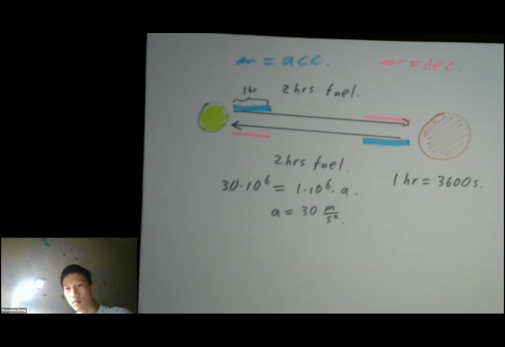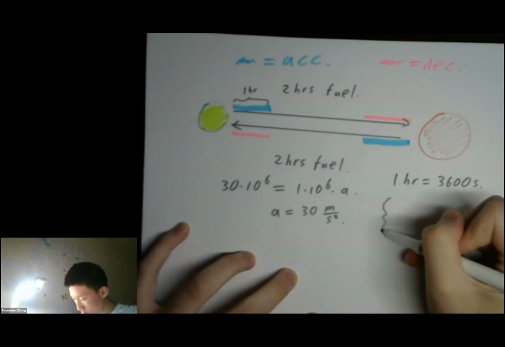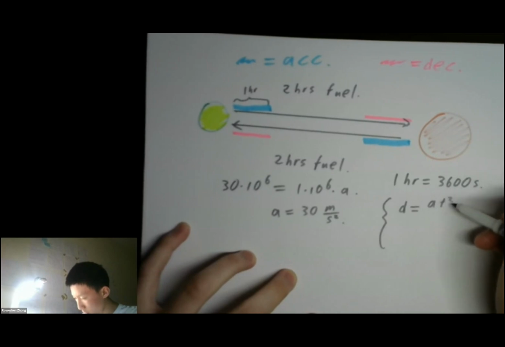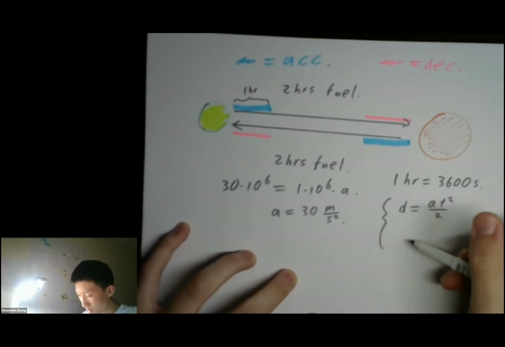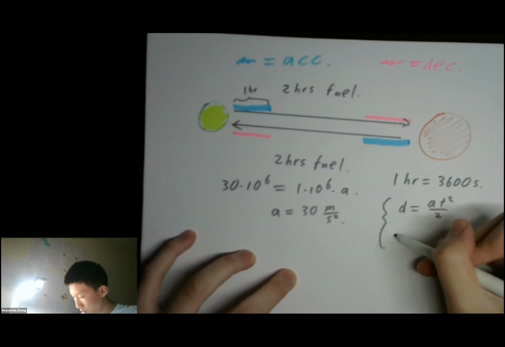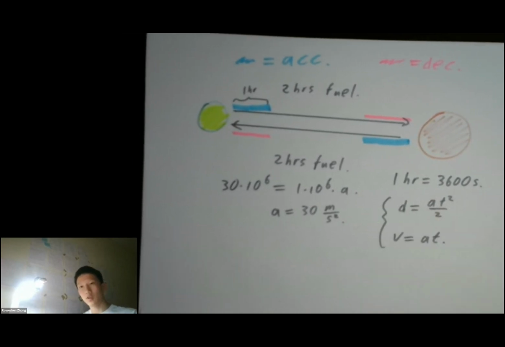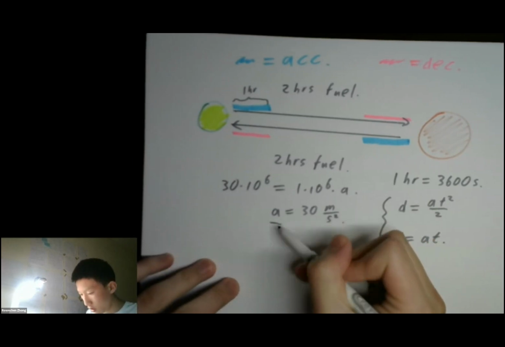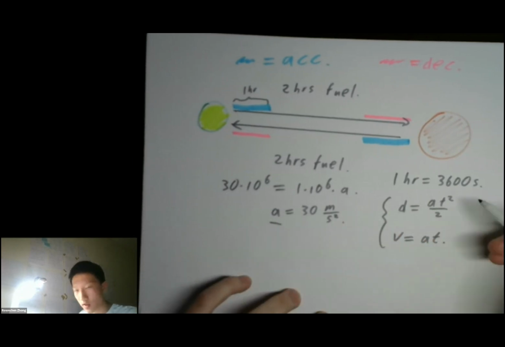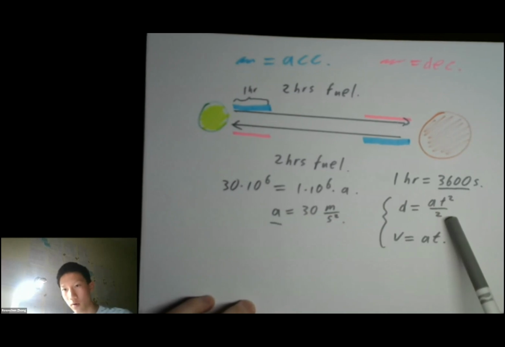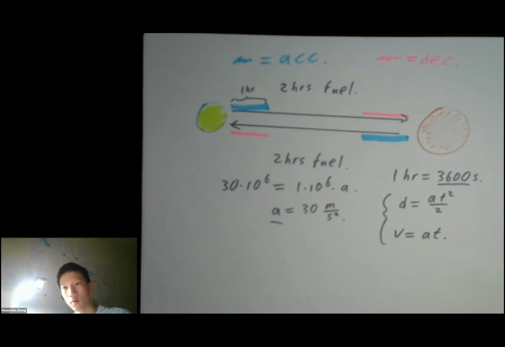Think about it. Keep in mind these two equations. What does the bracket mean? The bracket means these two equations are related. The distance is acceleration times time squared over 2. The velocity, acceleration times time. I have given you guys acceleration. That's the acceleration. I have given you guys the time. This is the time. So can anybody tell me how far we're going to make it in the first hour and how fast we're going to be going?